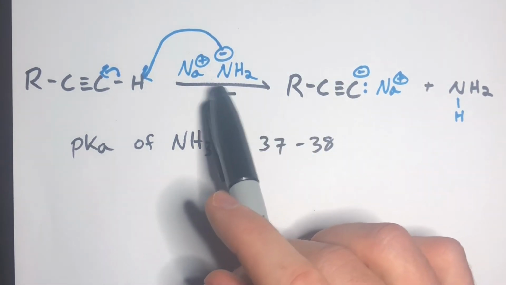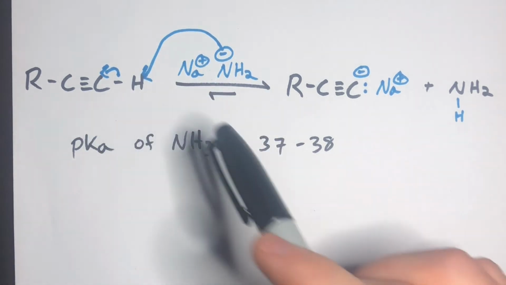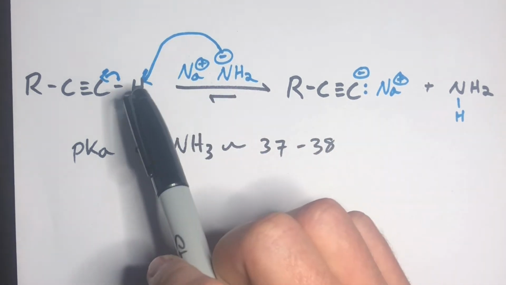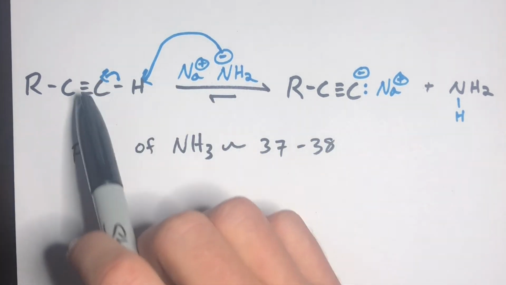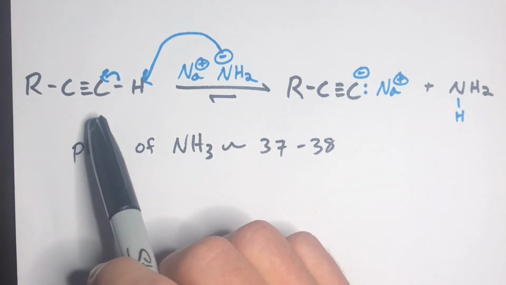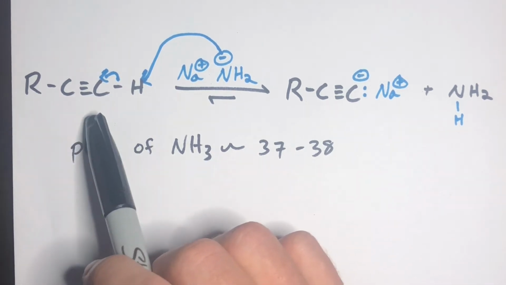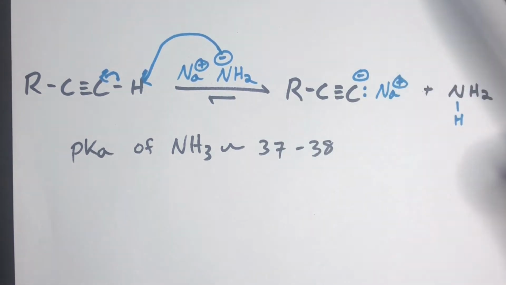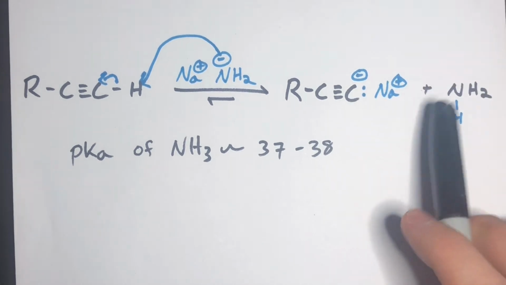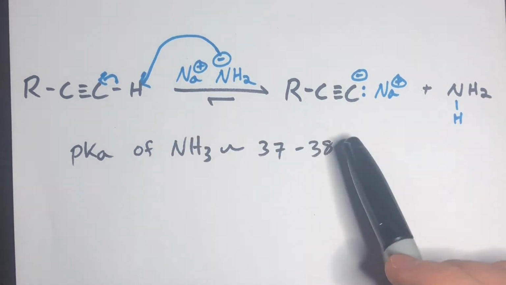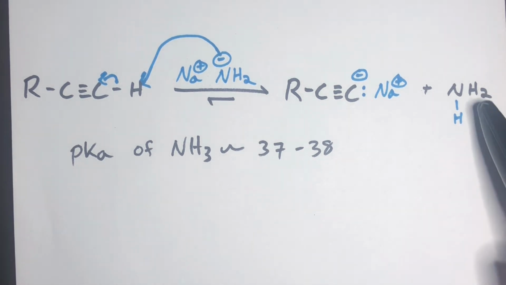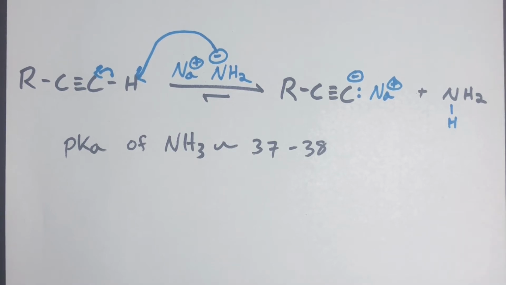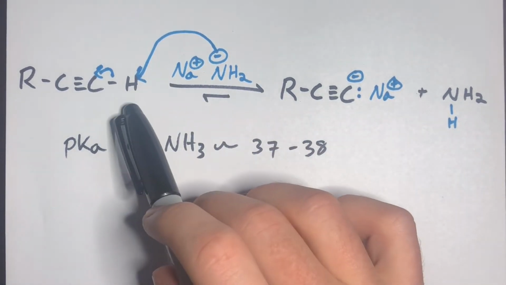So a base like sodium amide can undergo this type of acid-base chemistry, where the lone pair on the nitrogen can come in and form a bond with this hydrogen and then cleave the electrons onto the terminal alkyne carbon. That results in a lone pair, or a carbanion, on the terminal alkyne carbon, making this negatively charged, and then the sodium will balance out the charges here. We're forming this new bond to nitrogen, making NH3, ammonia. The point here is that you need an extremely strong base to abstract this proton.